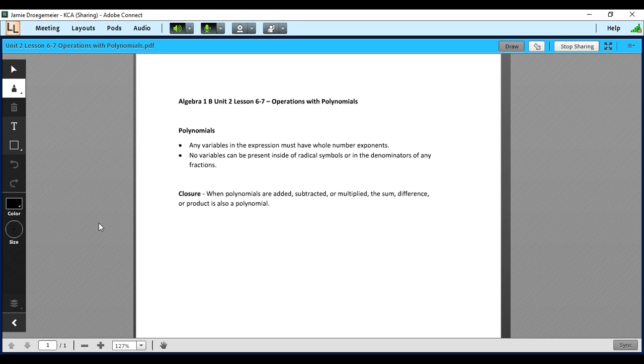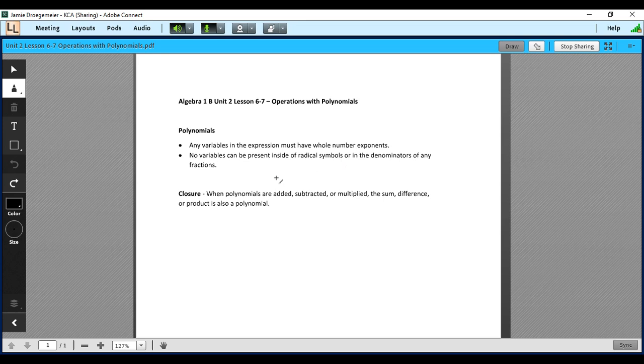And first of all, when we talk about a polynomial, we want to just point out that any variables in our expression have to have whole number exponents to be a polynomial. So you can't have x to the 1/2 or x to the 0.5. It has to be a whole number exponent. And then when we're talking about polynomials, you can't have variables inside of a radical or in the denominator of a fraction. So a radical, that's going to be like your square root, cubed root, those kind of things.